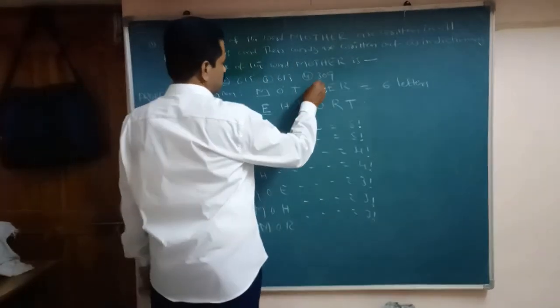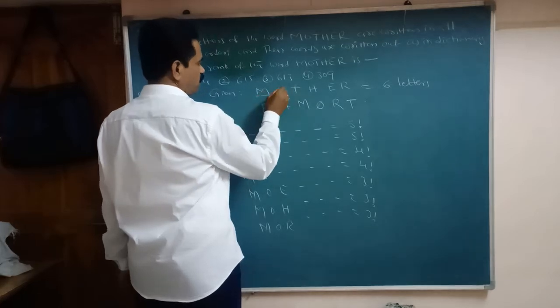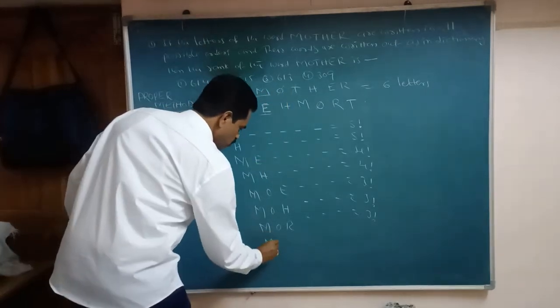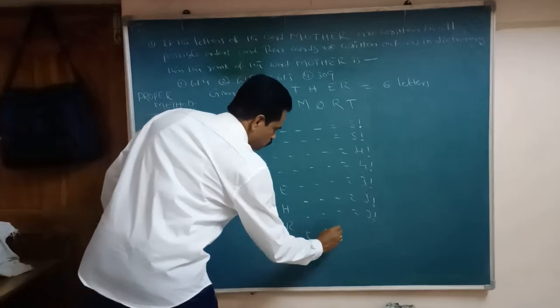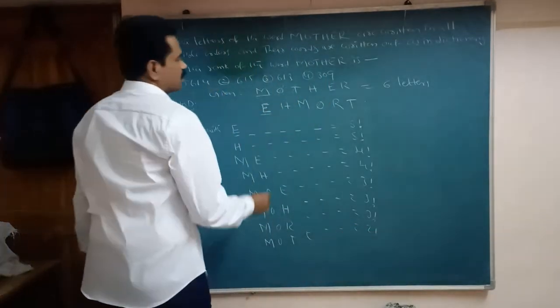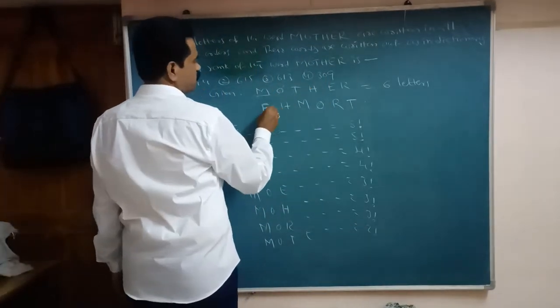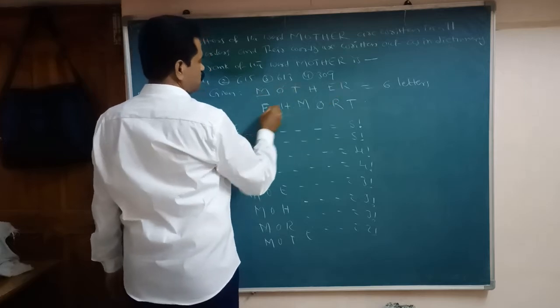Next, what here? H. H before letters. M O T E. M O T E. 2 gaps. It is 2 factorial. Next H. H is over. Next E. It is 0.